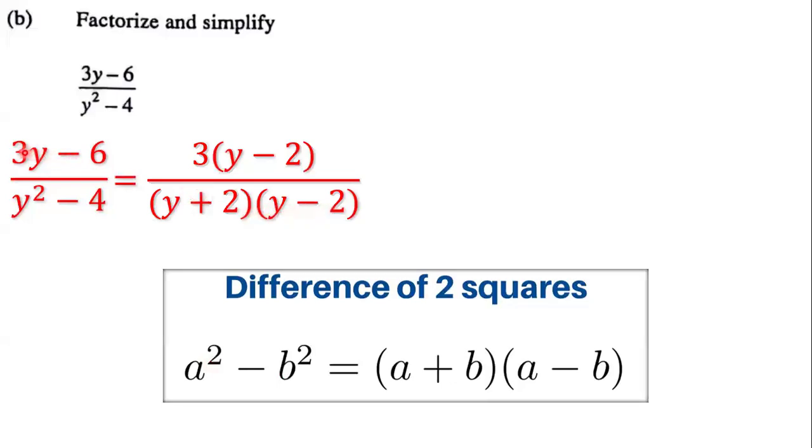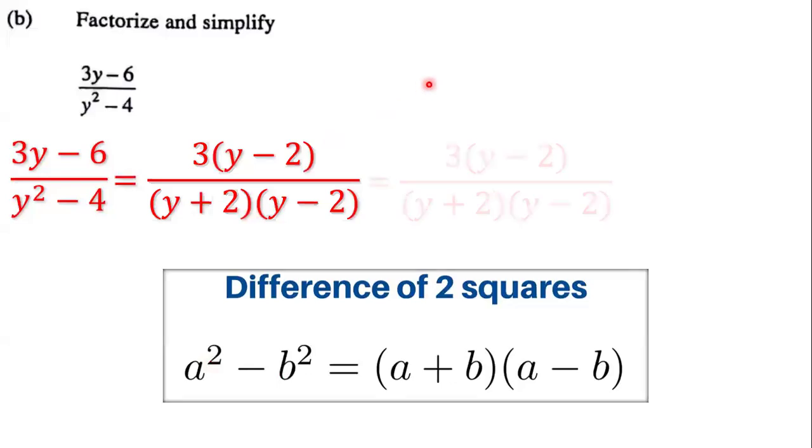Now we factorize the numerator. Notice that 3 is a factor in this particular term, but 3 is also a factor of 6. And so that means that we're going to factor out a 3. And so when we factor out the 3, we are left with y minus 2. And that's because 3 times y is 3y, and 3 times negative 2 is negative 6.